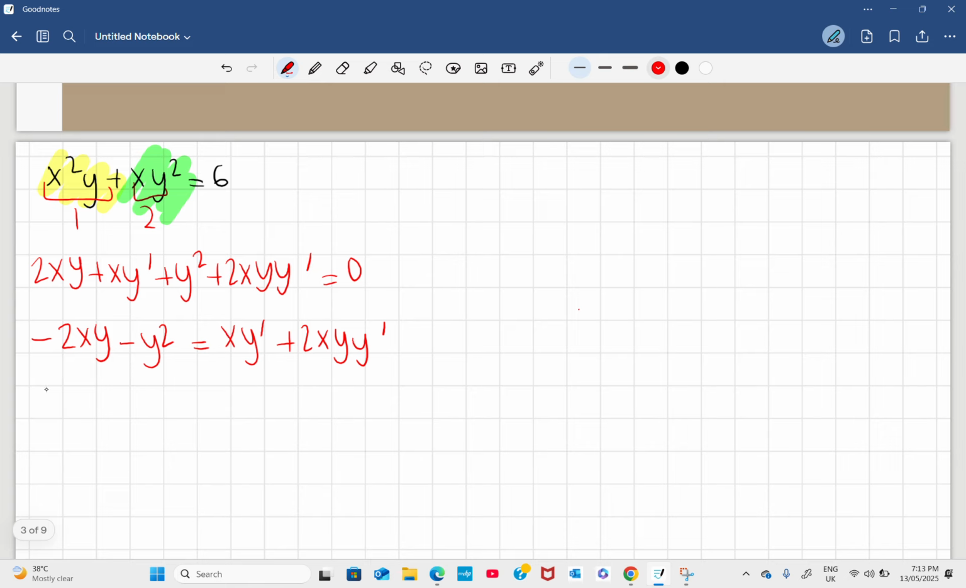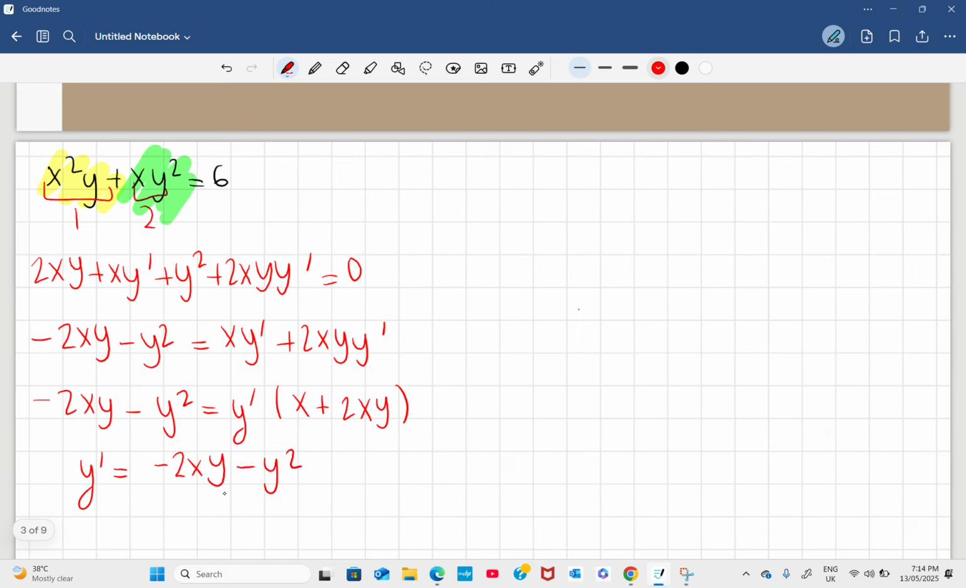Okay, now I need to factor the y prime so I get it alone. So y prime into what's left, x squared plus 2xy. Now what I'm gonna do is divide by x squared plus 2xy, so y prime equals negative 2xy minus y squared divided by x squared plus 2xy. This is my final answer.